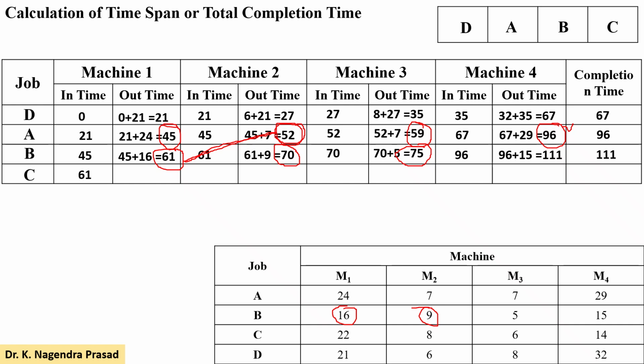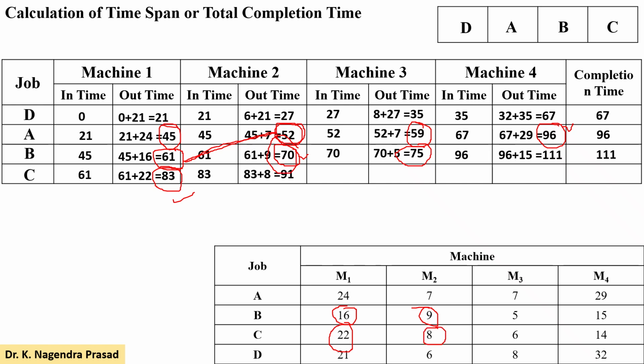So next we have to calculate for job C. After 61 hours only job C will be moved on machine 1, and the processing time is 22. So 61 plus 22, which is equal to 83, is the out time. So after 83 hours job C is free. It can be moved to machine 2. Here machine 2 is also free after 70 hours only. Then in time for job C on machine 2 is 83, and the processing time is 8.